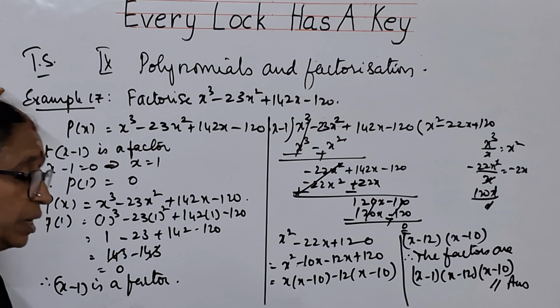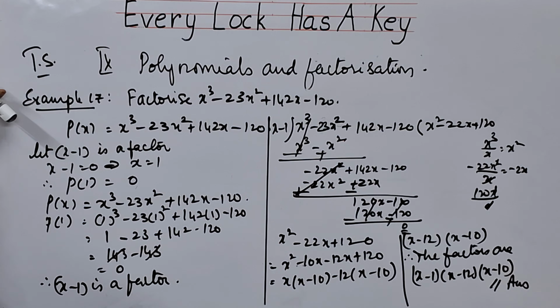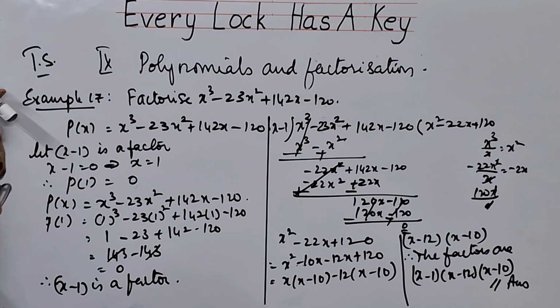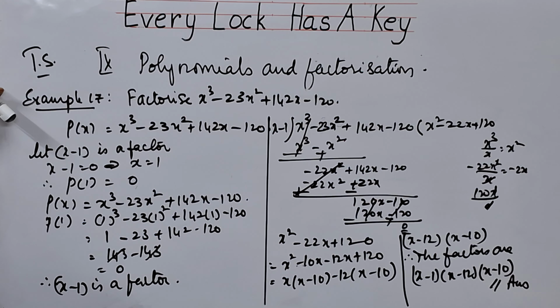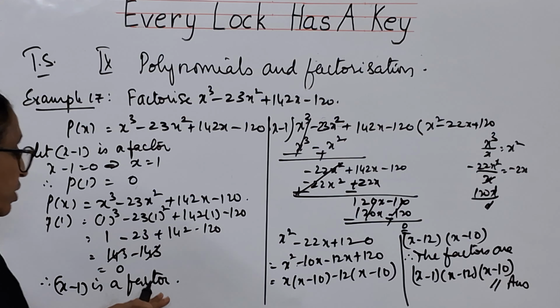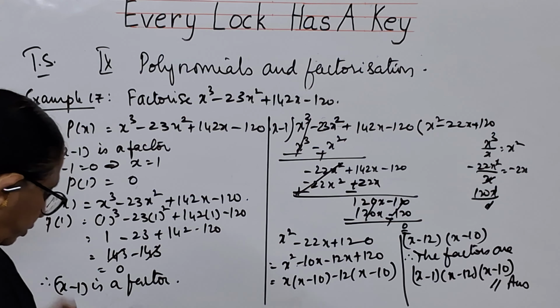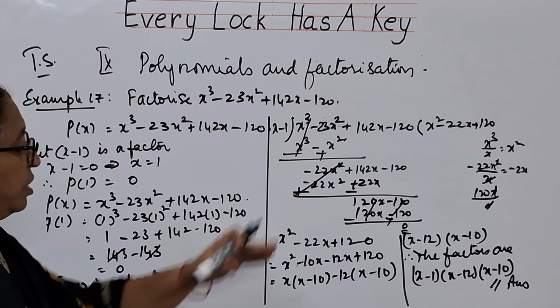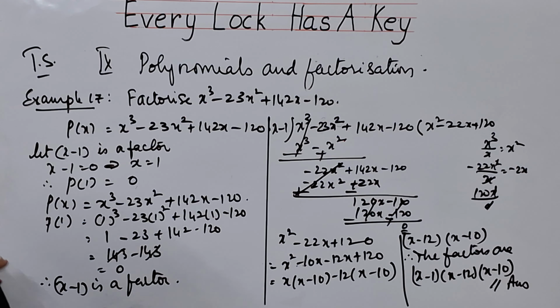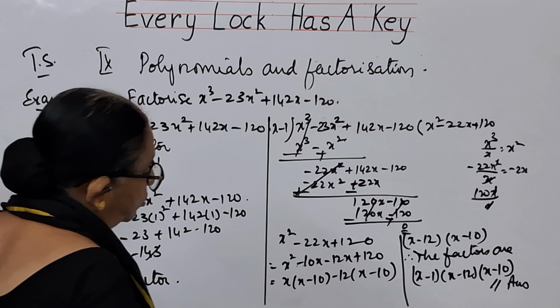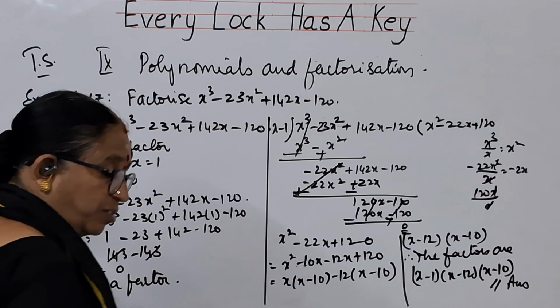In case you don't get x minus 1, you go for x plus 1. Even if you don't get it for x plus 1, go for x minus 1, x minus 2, then x plus 2. The trial and error method should be continued till you get a factor. After getting a factor, divide it, you will get a quadratic equation. Split the quadratic equation's middle term, you will get 2 more factors. The procedure is this only, children.